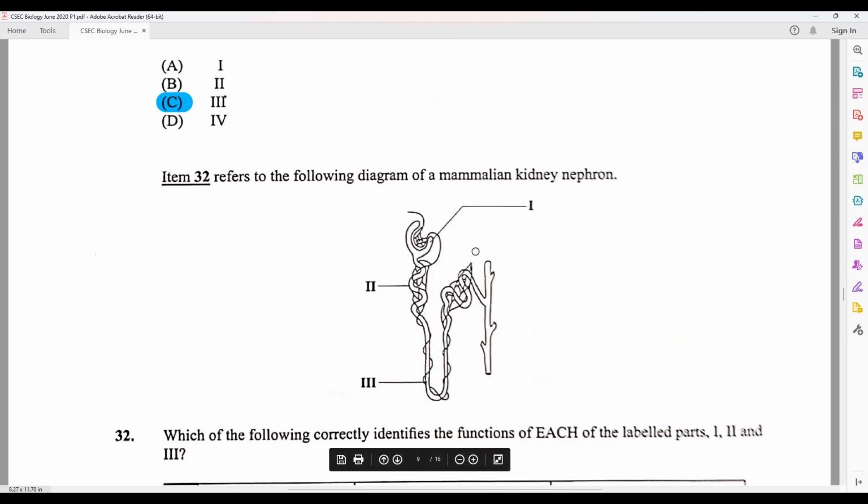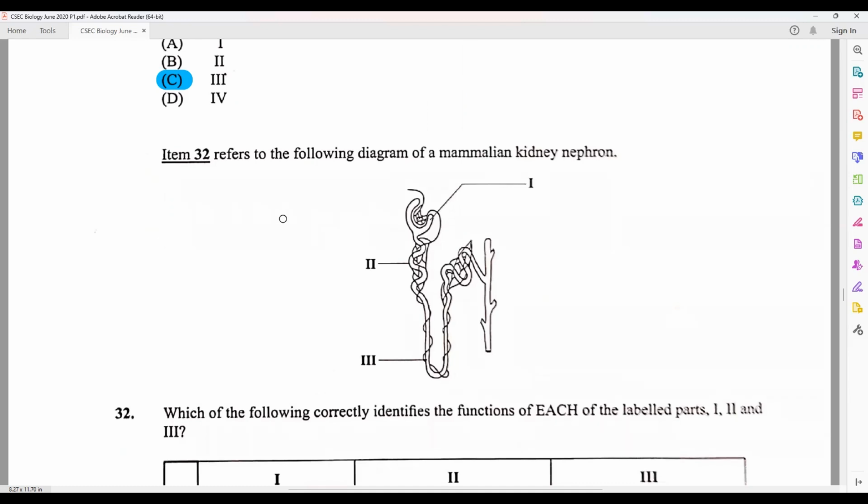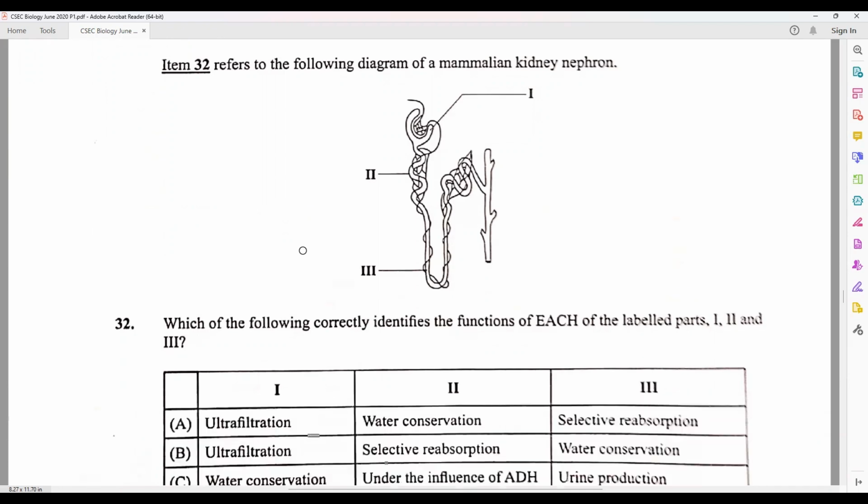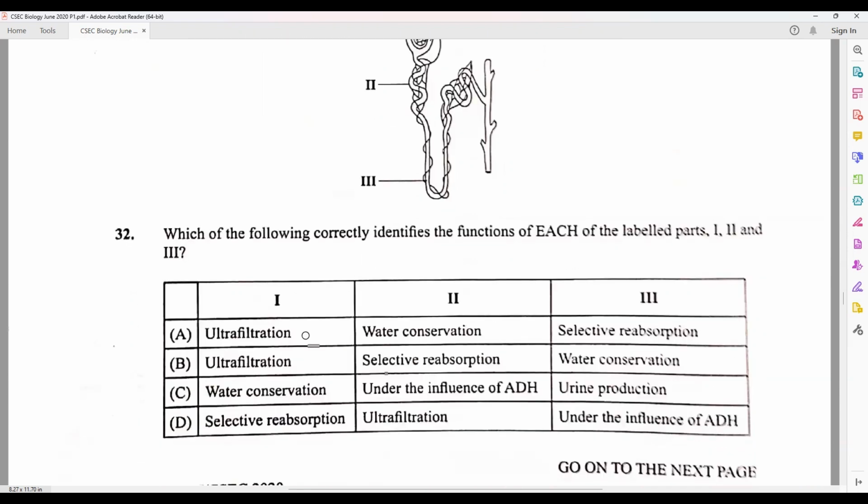And we have ventured into excretion for section B. Item 32 refers to the following diagram of a mammalian kidney nephron. Which of the following correctly identifies the function of each of the labeled parts 1, 2, and 3? We have 1 being the Bowman's capsule, 2, that's the first convoluted tubule, 3, the loop of Henle is forming right there. So we have ultrafiltration, we have selective reabsorption, we have water conservation. So we are just looking for that, which is B.